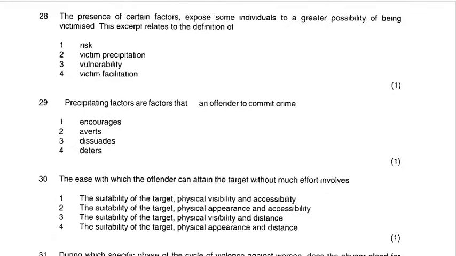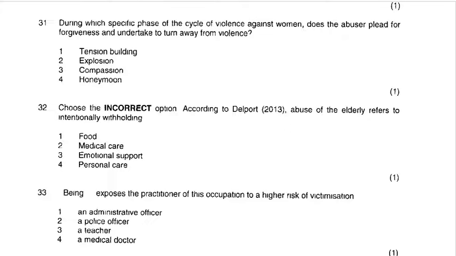31. During which specific phase of the cycle of violence against women does the abuser plead for forgiveness and undertake to turn away from violence? The answer is 4. Honeymoon. This is found on page 56 of our study guide.